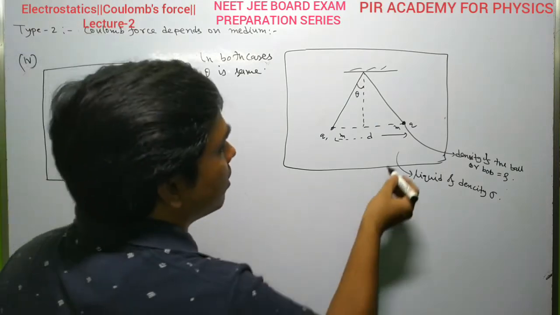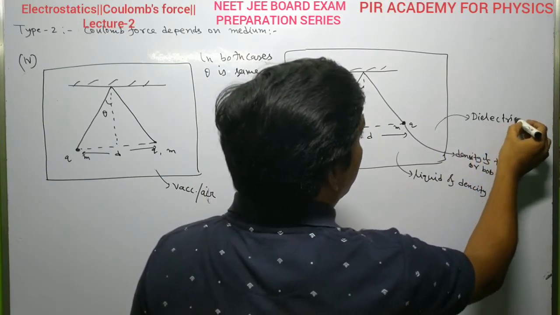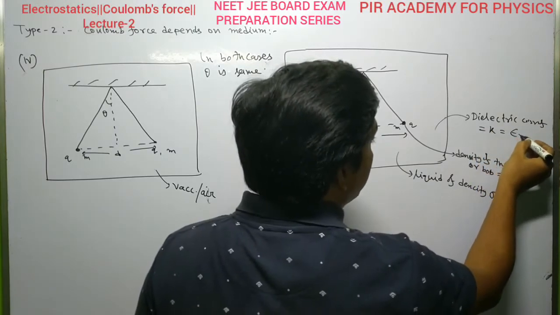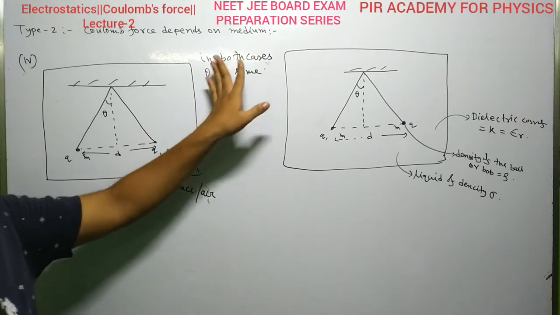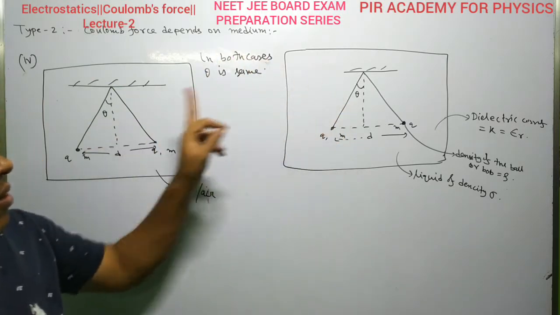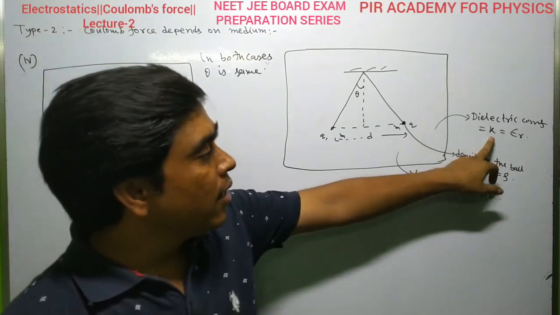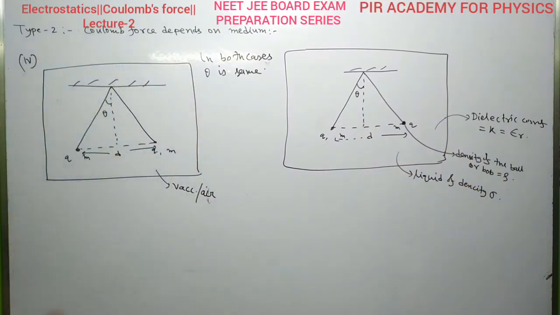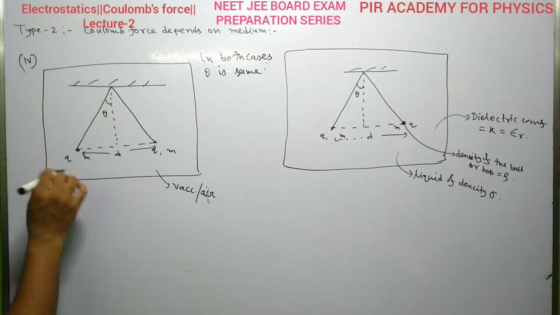relative permittivity. That means the dielectric constant is K, or relative permittivity is epsilon r. So if theta is the same in both cases, then you have to find the relation between the dielectric constant, the density of the bob, and the density of the liquid. This case has already been described in the previous class.